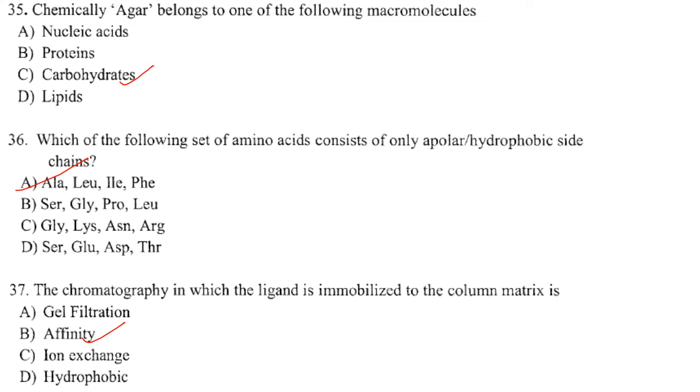Then chemically, agar belongs to one of the following macromolecules. So it is carbohydrate because it is a polysaccharide obtained from the cell walls of some species of red algae, that is Gracilaria and Gelidiaceae. Then next one. Which of the following set of amino acid consists of only apolar or hydrophobic side chains? So alanine, leucine, isoleucine, phenylalanine. Answer is option A. The chromatography in which ligand is immobilized to the column matrix is. It is affinity chromatography. Answer is option B.